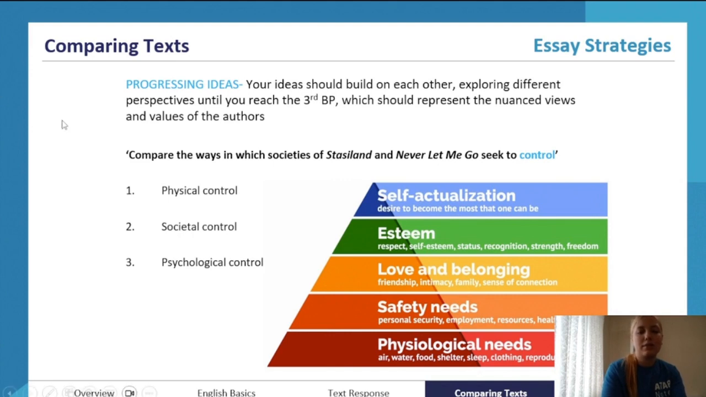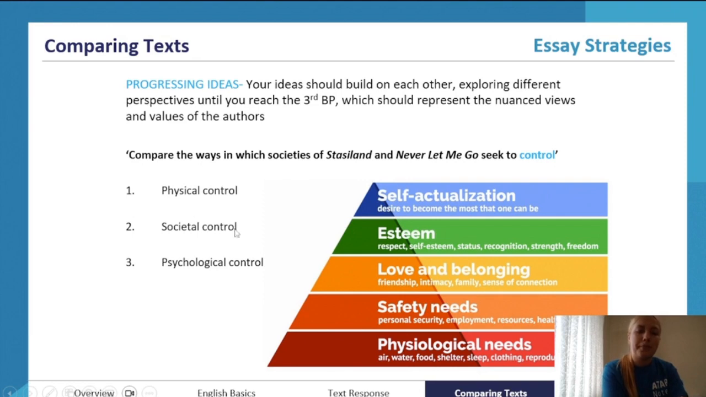In this example, compare the ways in which societies of Stasiland and Never Let Me Go seek to control. That's the keyword. Because it says ways, we need different ways. Our first argument will be about physical control, our second will be about societal control, and our third will be about psychological control, which will be the most complex. And here we're thinking about the pyramid of the hierarchy of needs and individuals' needs. The most basic needs are physiological and safety. These are the things that humans really can't live without, especially physiological needs. Safety, more or less, can survive, but it's a very hard life.